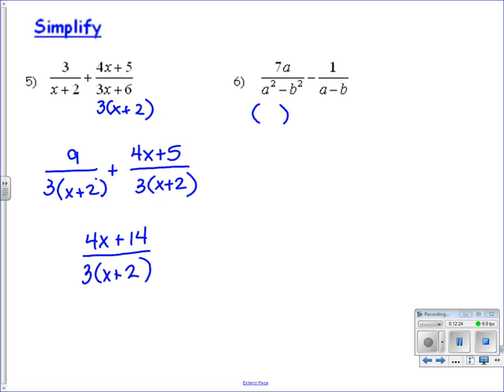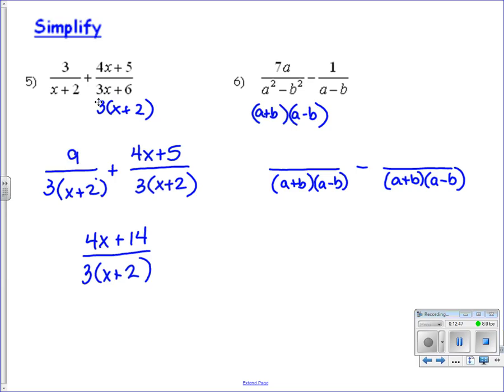So you need to know what this is because it can be factored. So what would it be? This factors to be a plus b, a minus b. This is called the difference of two squares. This is going to help us now because now I know what the common denominator is. It's going to be a plus b, a minus b. So now I know what I need to put in there.